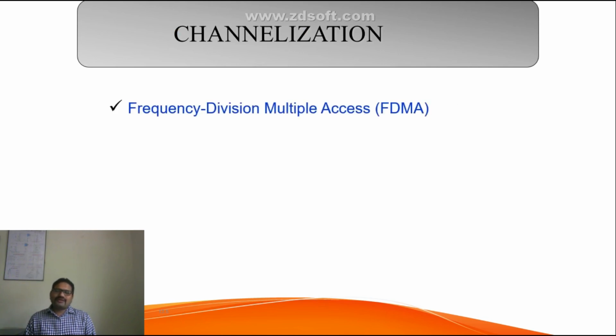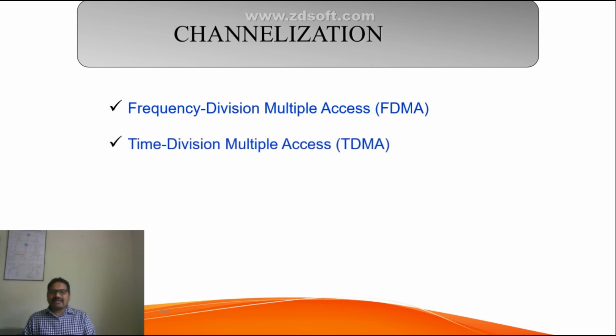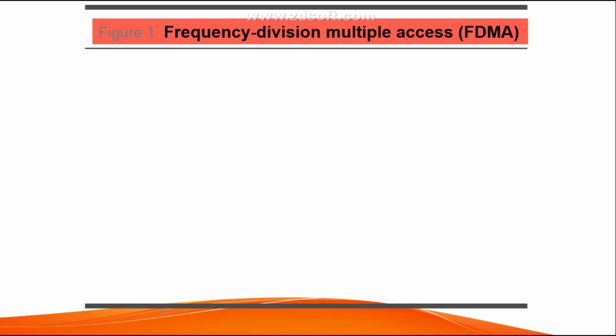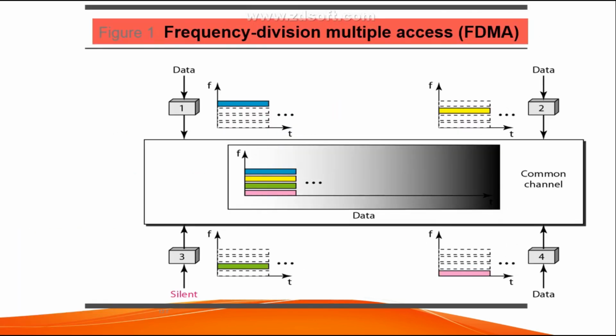There are three types of channelization methods. First is FDMA, that is frequency division multiple access. Second is time division multiple access. And third is CDMA, that is code division multiple access. So let's start with our discussion, FDMA, frequency division multiple access.